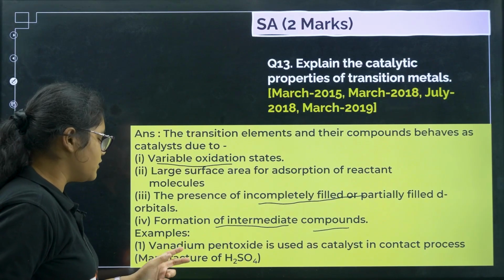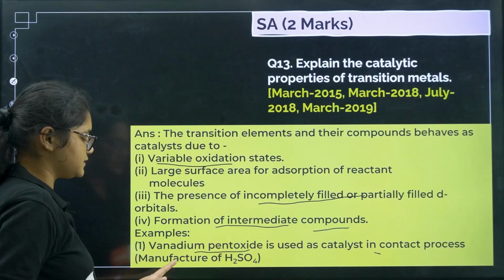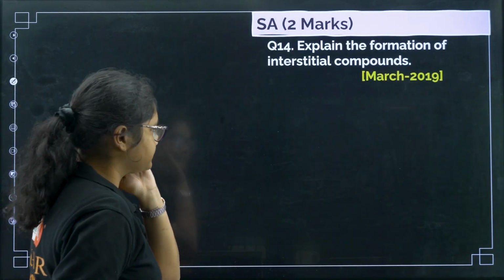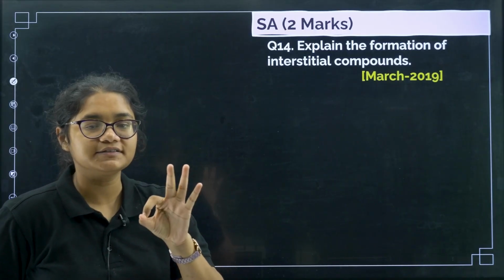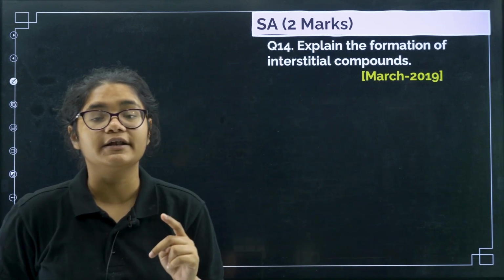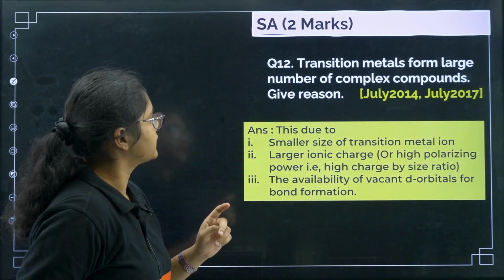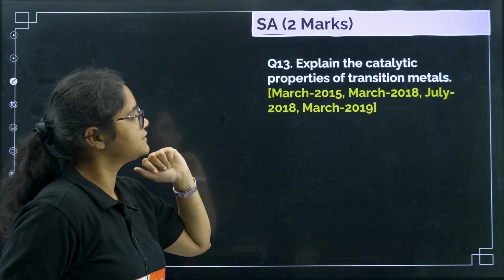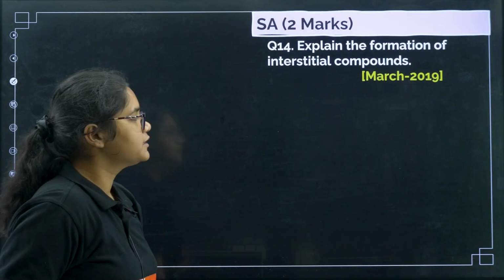As an example, if asked, you can remember vanadium pentoxide is used in the contact process. The contact process is the manufacture of H2SO4. Next is the formation of interstitial compounds. First we discussed the catalytic property, and before that, the formation of a large number of complex compounds. Then there is the catalytic property, and the next one is interstitial compounds.